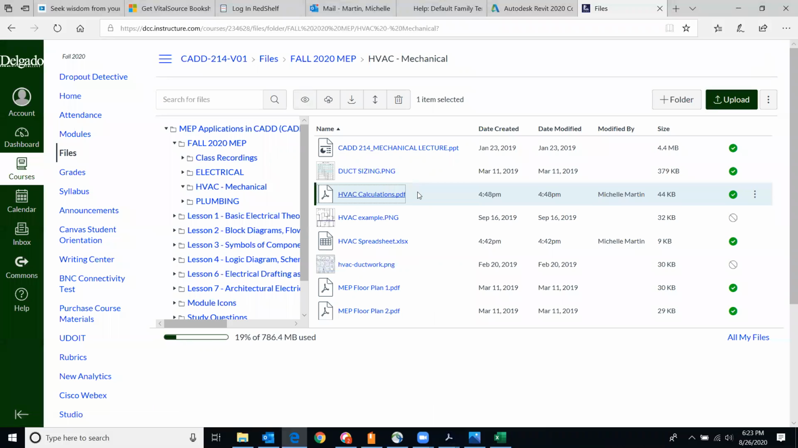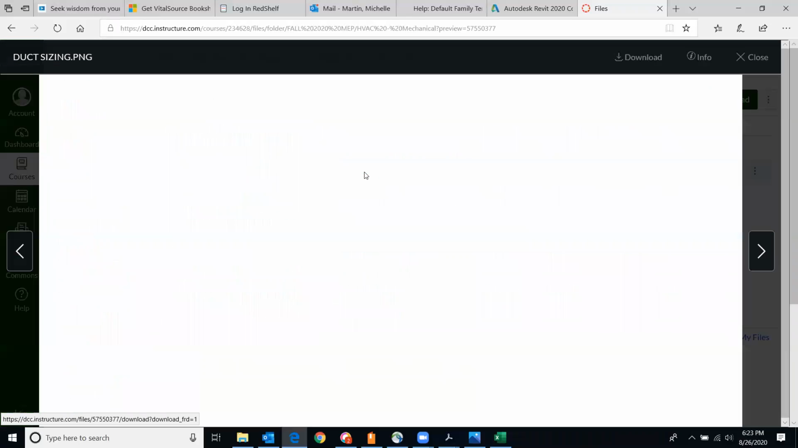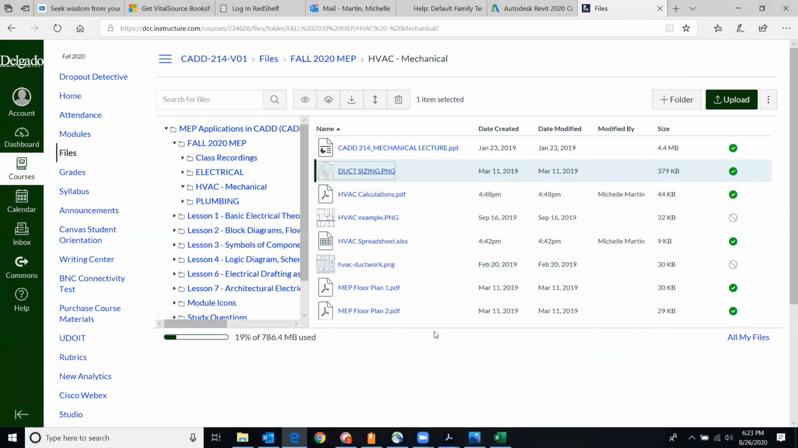And then also go ahead and open HVAC spreadsheet and duct sizing. We're going to work on all these. And the duct sizing sheet. I think I already have that open. There we go. Okay. All right.